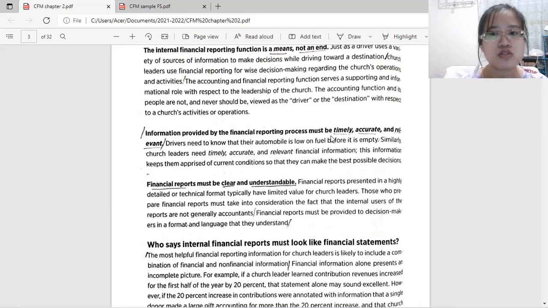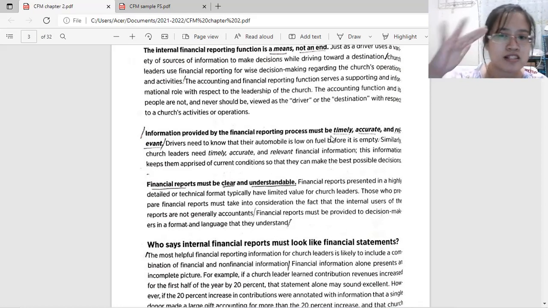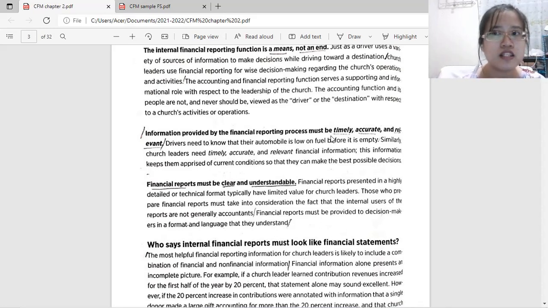Okay, and then when it comes to relevance, there's a certain format. When it comes to financial condition or financial position, assets would be presented first, and then liabilities, and then you have the net assets. Okay, and then for the income statement or statement of activities, you have the sources of funds and then the uses of the funds.